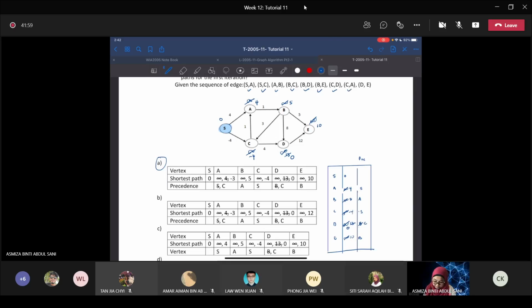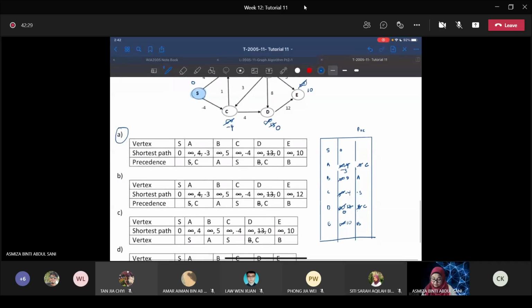CA. CA, -4 plus 1 is -3, smaller than 4. So we're going to update A to -3, and the predecessor would be C. And finally, DE. So 0 plus 12 is bigger than 10, so we're not going to do anything. So that is how we get the answer A.